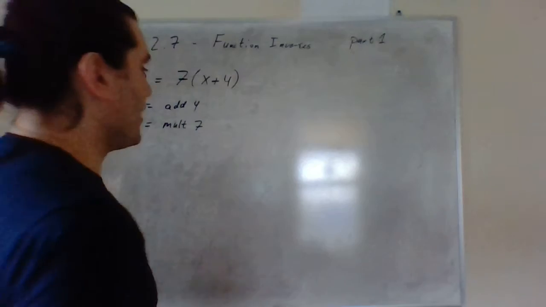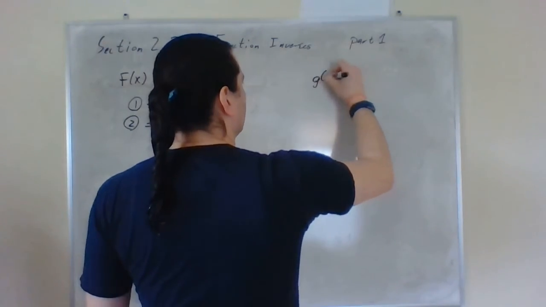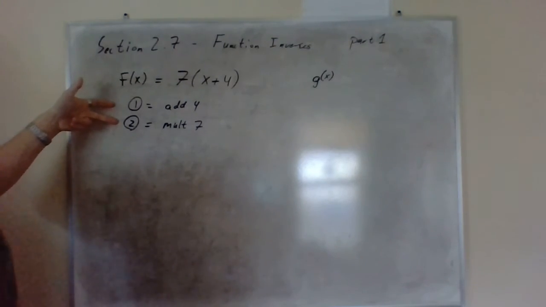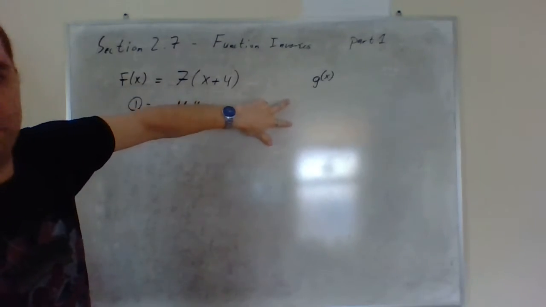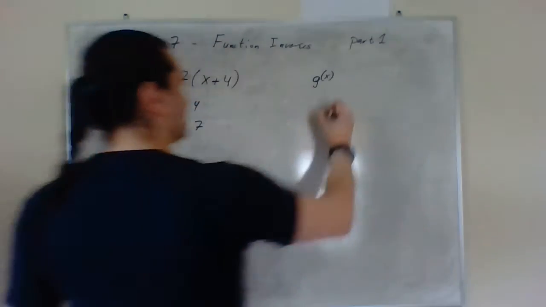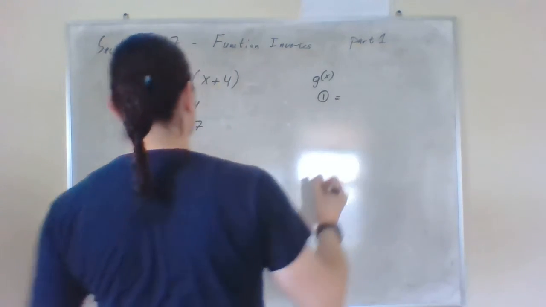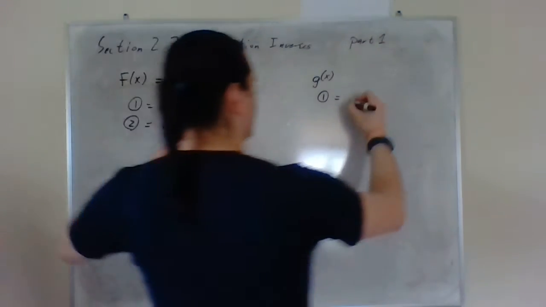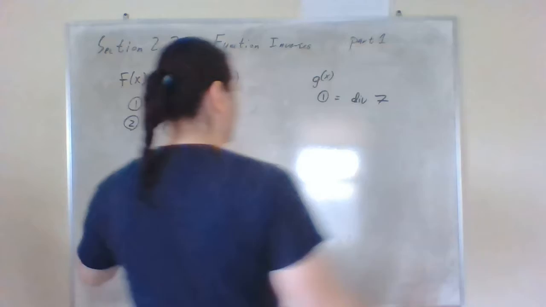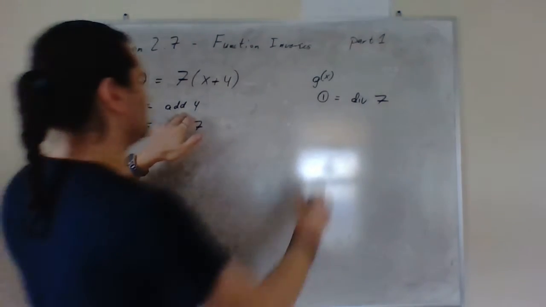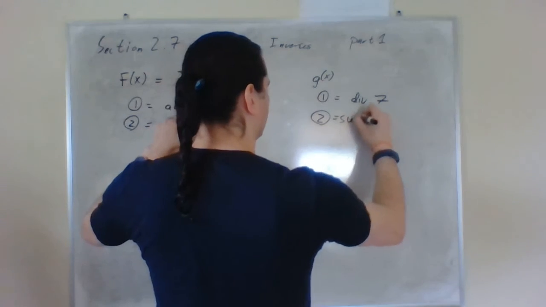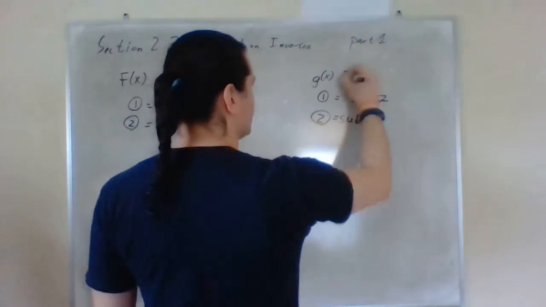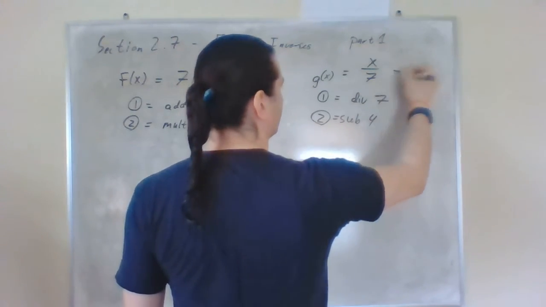If I want to create a function inverse, I need to do the opposite of these operations, and I need to do it in the opposite order. So the first thing that g of x needs to do as a function is, I'm going to go through this list backwards and reverse these things. First thing it needs to do is divide by 7. The second thing it needs to do is subtract 4. So we can create a function that divides by 7 and then subtracts 4. It'll be x over 7 minus 4.